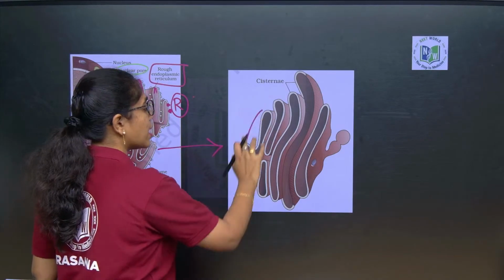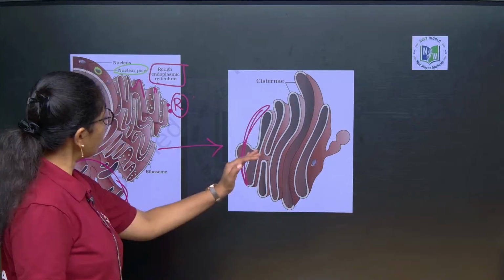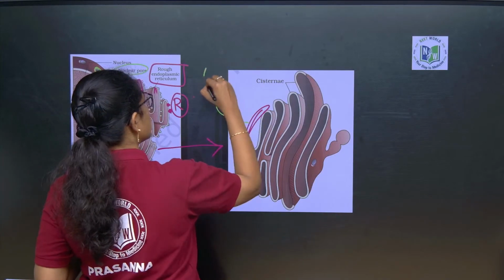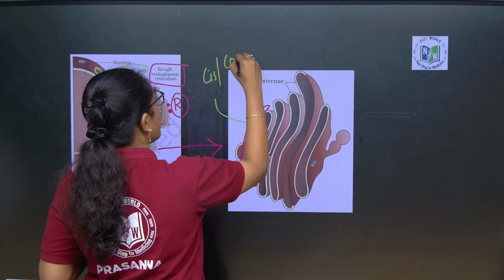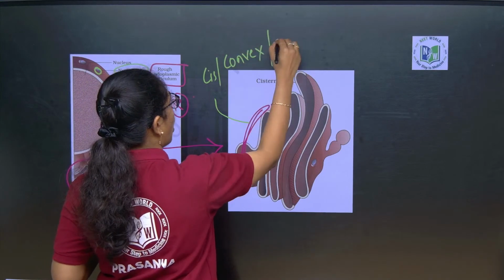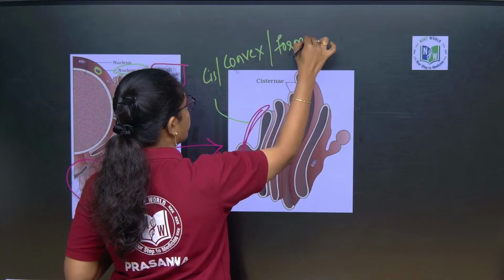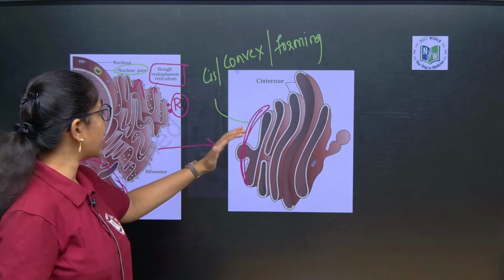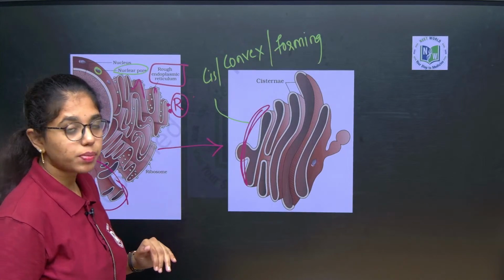The cis phase of the Golgi is towards the endoplasmic reticulum. This cis phase is called the cis or convex phase, or forming phase. Cis phase, convex phase or forming phase, towards the endoplasmic reticulum.